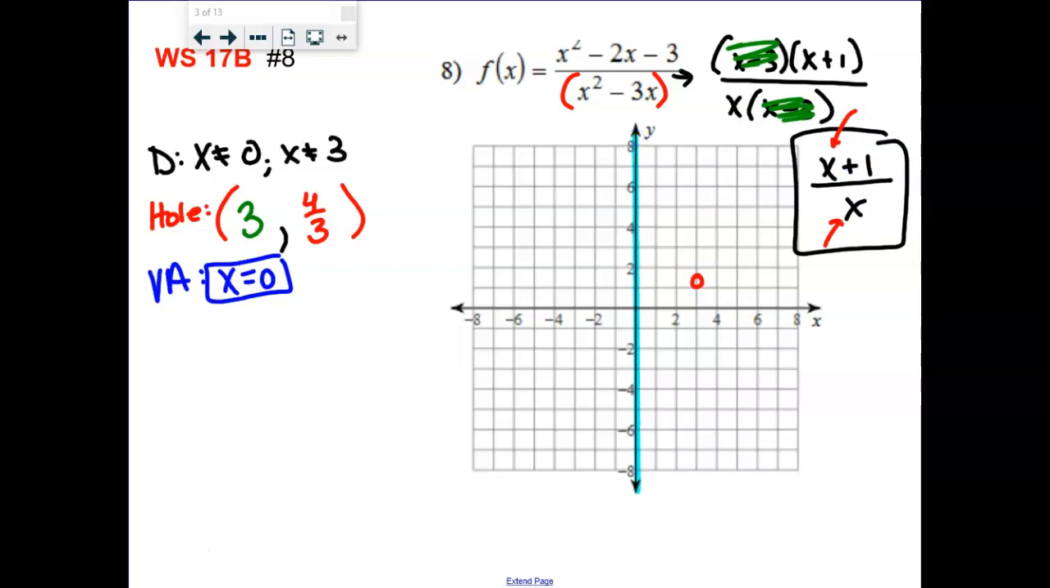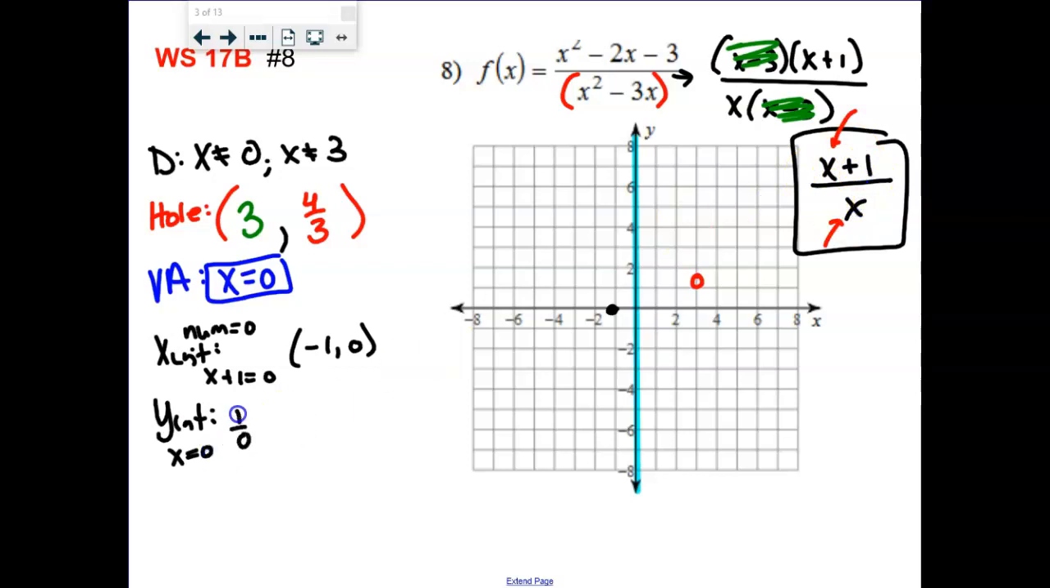All right, now they're going to ask you about x-intercepts and y-intercepts. So x-intercepts, you're supposed to take your numerator and set it equal to 0. So if you took x plus 1 and set it equal to 0, you'd be getting an x-intercept at -1, 0. Draw that on your graph. And then for y-intercept, you're supposed to plug in 0 for all of your x's. And again, we're going to this reduced version. So if you plugged in a 0, you'd get 1 divided by 0. What does that tell you? That you don't have one.